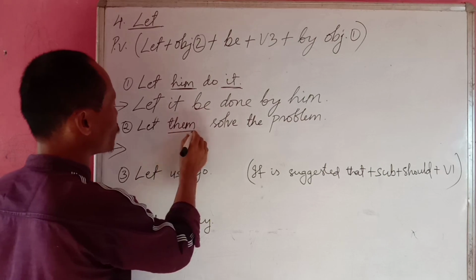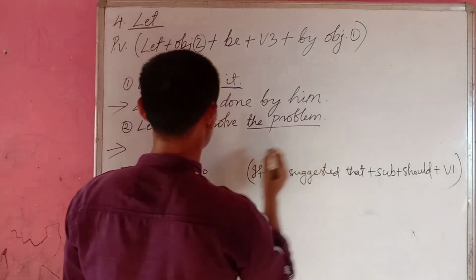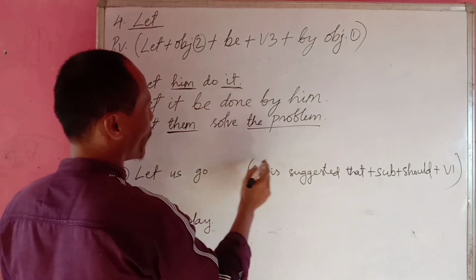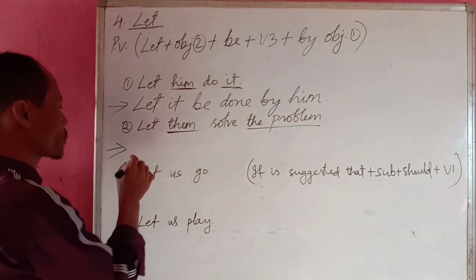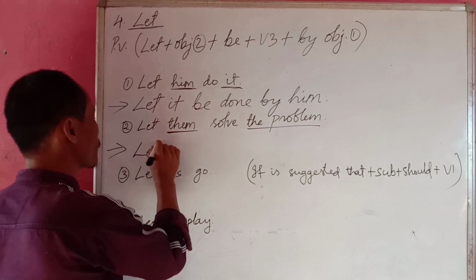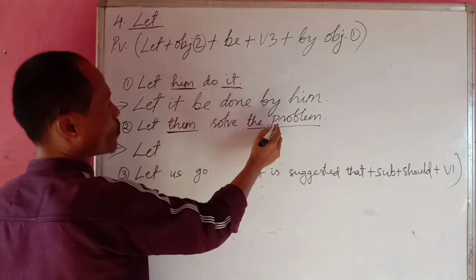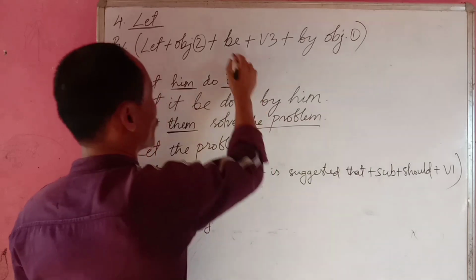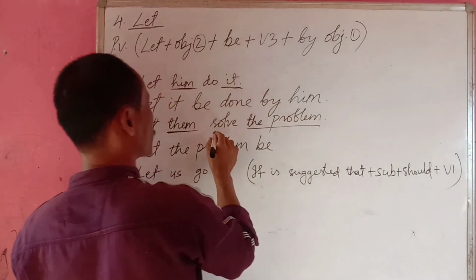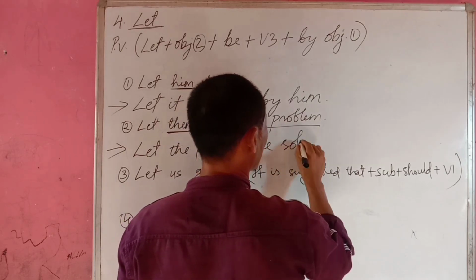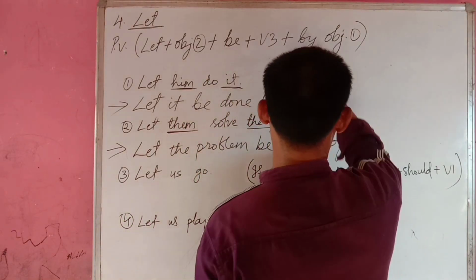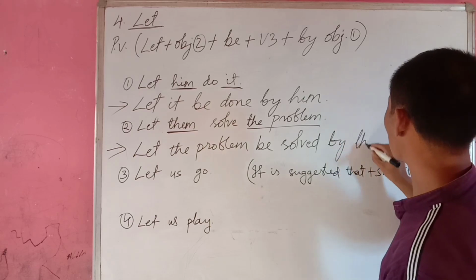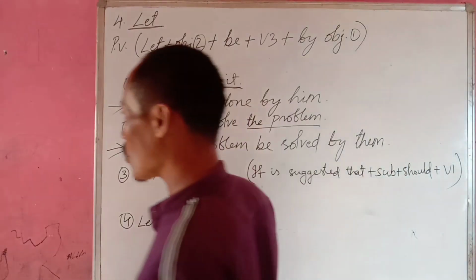In the second example also, we have two objects, that is first object and the second object. So we have to change these two positions. First object will go at the end and the second object will come in the beginning. So as per the rule, let, after that the second object, so this is the second object, let the problem be, third form of the verb. So solve, we will change into solved. Let the problem be solved by, and first object. So them is the first object. Let the problem be solved by them. In this way, we can change into passive voice.